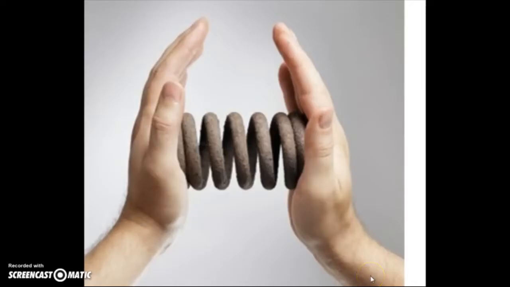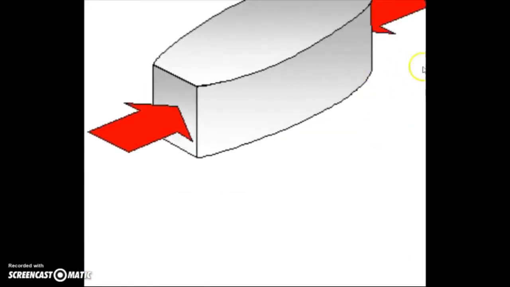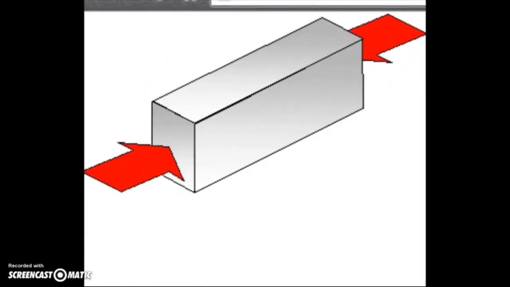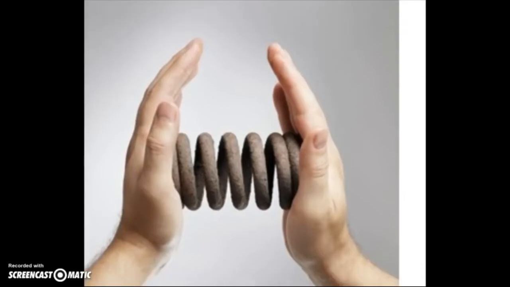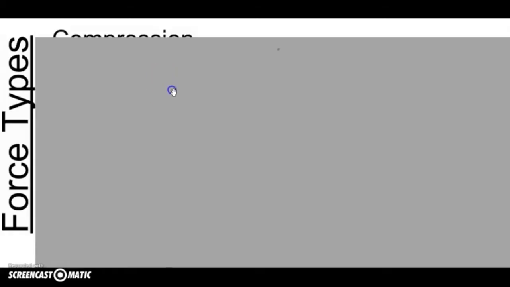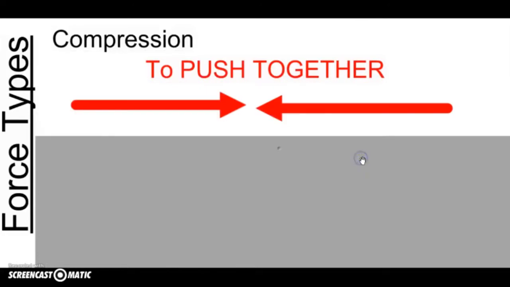And the first type of force we have to talk about here is called compression. So if you're compressing things, you can see this is the way you're going. You're pressing on both sides to squeeze them. So compression is to push together, and draw a couple arrows like that.